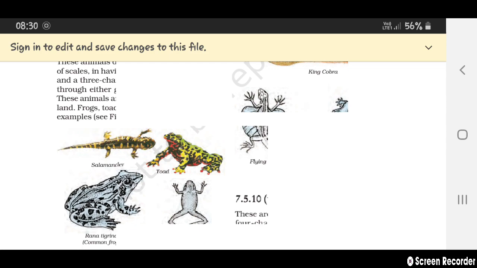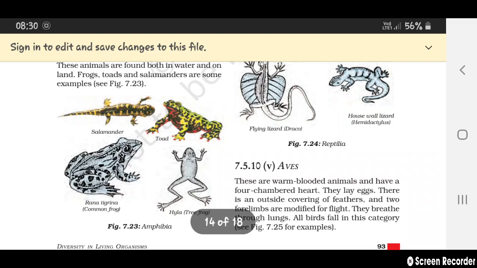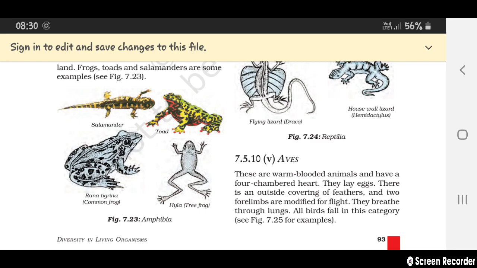So salamander, you may know the salamander that comes in the house, and toads and the Rana tigrina, that is the common frog, and Hyla, that is the tree frog. These are the frogs. The common frog, the Rana tigrina, you can find in the water. The toad you can find in water, I think so, and Hyla you can find on the land.